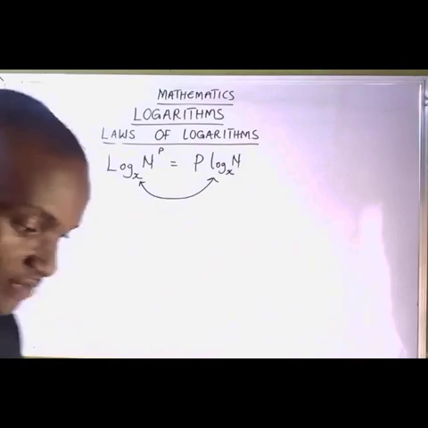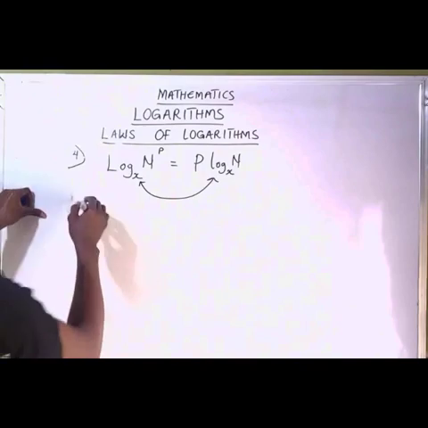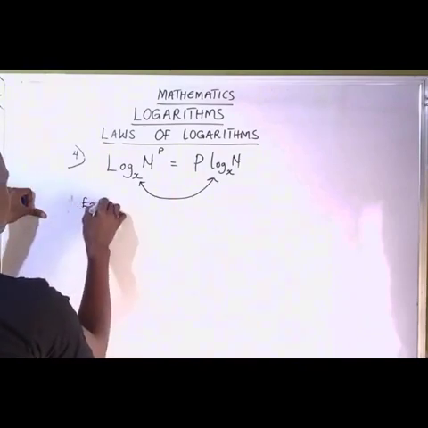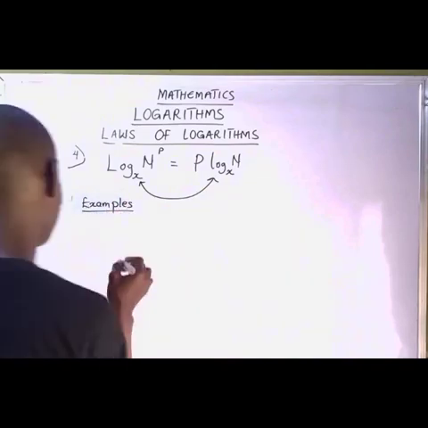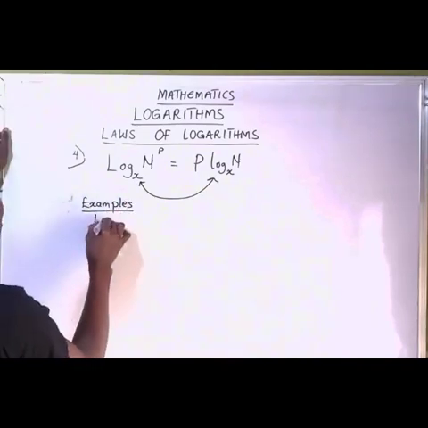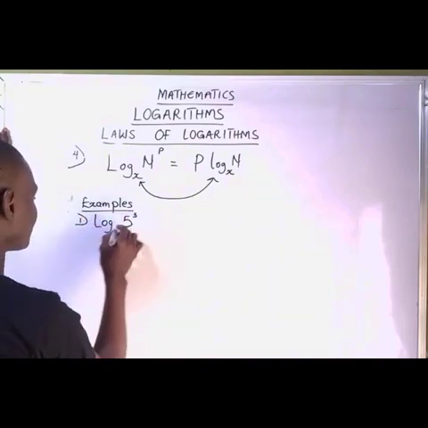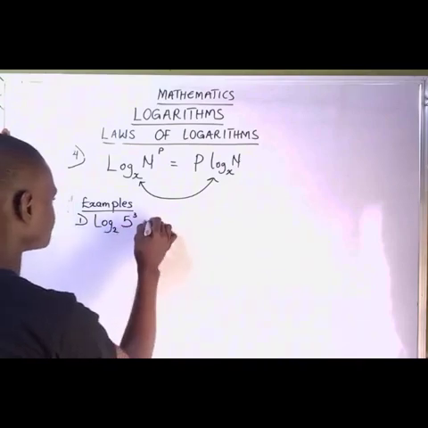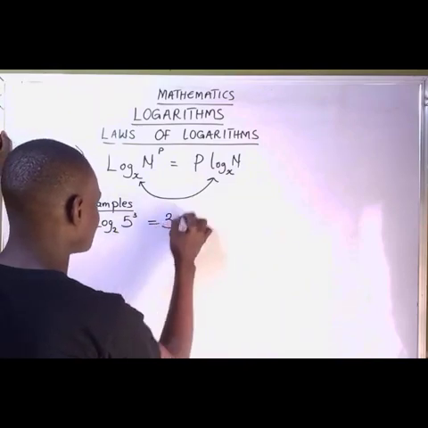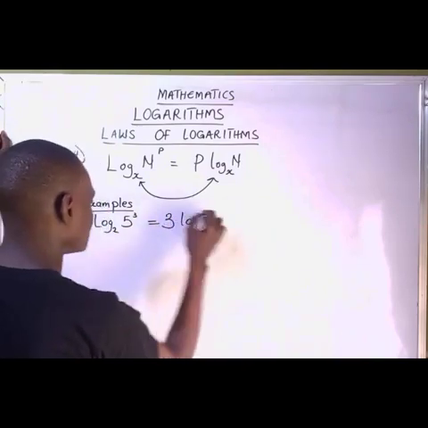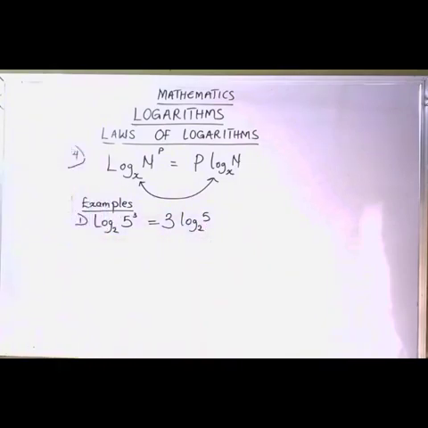Now let us see the example that tells us what this law is simply trying to let us know. Examples. If I have, number one example, the logarithm of 5 to the power of 3 to base 2, it is the same as writing this power first, 3, write your log, write your 5, and keep your 2 here. I hope you can see that.